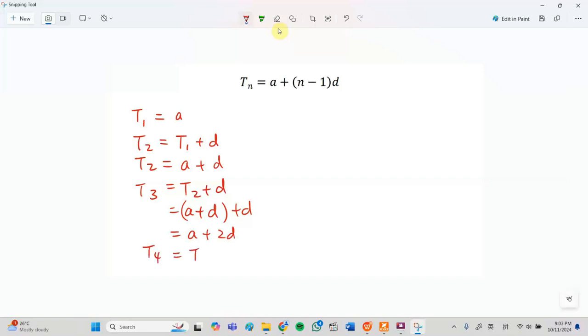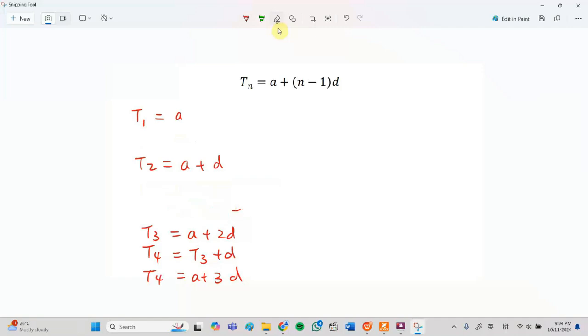So T4 is equals to T3 plus D. If you get the idea here, T3 actually, we are going to substitute with A plus 2D because T3 is A plus 2D here. So T3 is going to be replaced by A plus 2D, and 2D plus D is actually equals to 3D. So we are now left with all of this. I'm going to erase this to show you that T1, T2, T3 and T4 now are all in terms of A and D.